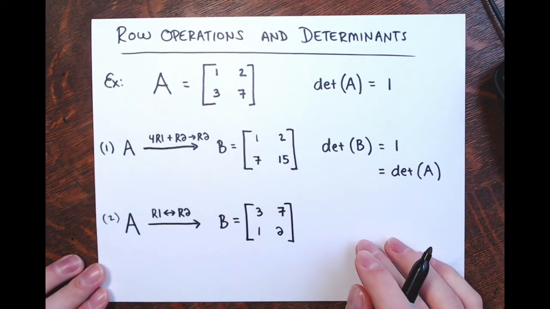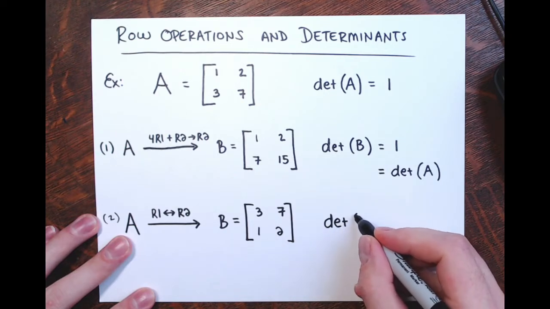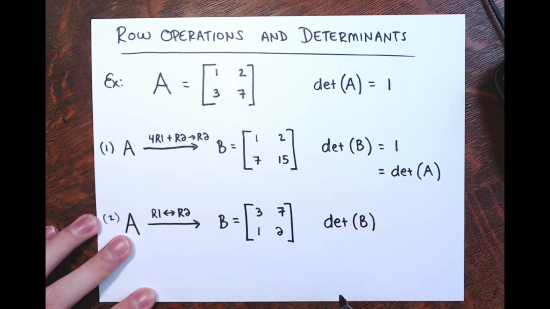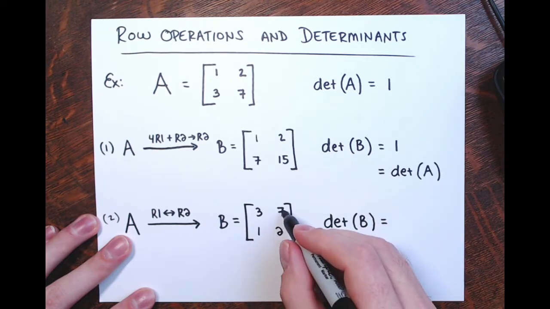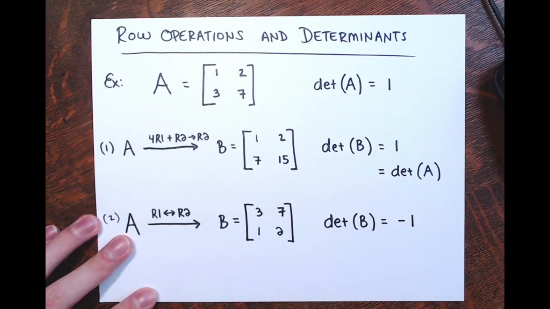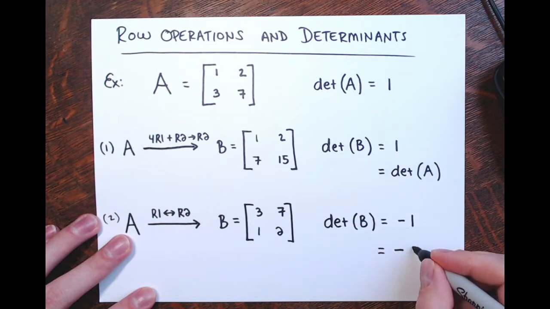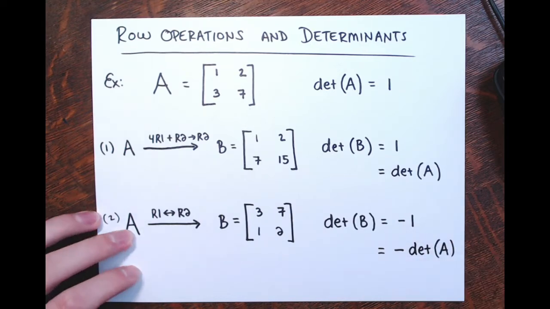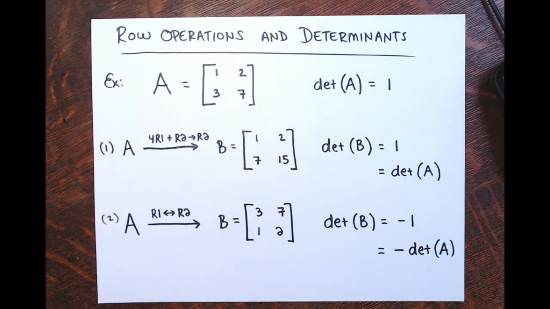All right, now let's take a look at the determinant of this new matrix. What's the determinant of B? Well, it's 3 times 2, 6 minus 7. That's negative 1. Do you see how it's the opposite of the original determinant? It's the opposite of the determinant of A. The determinant of A was just 1. When I switch rows, I get the opposite determinant, negative 1.